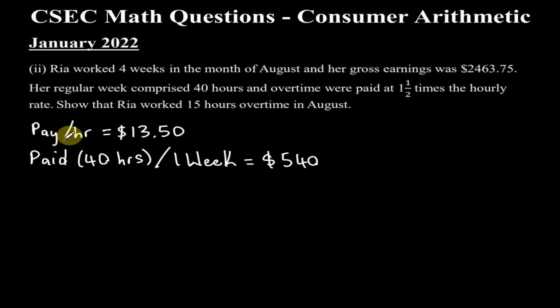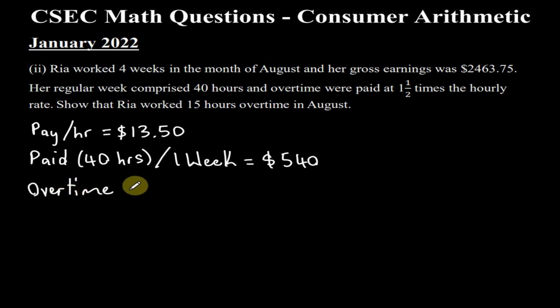Now, there's a couple of things to note, guys. Her hourly rate is $13.50. And after working for 40 hours in a week, she actually earns $540. Now, the next thing that we could find here is her overtime rate, right? That's the next thing I'm going to find here.